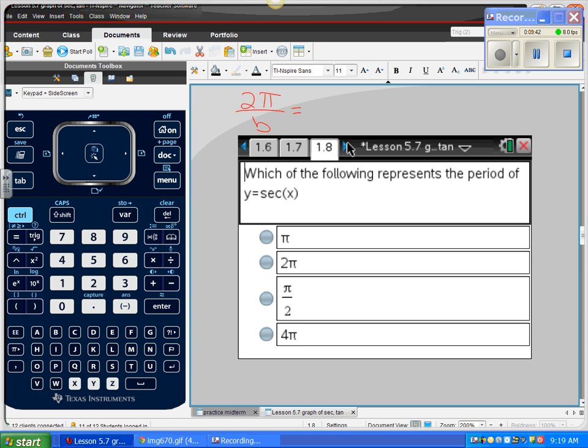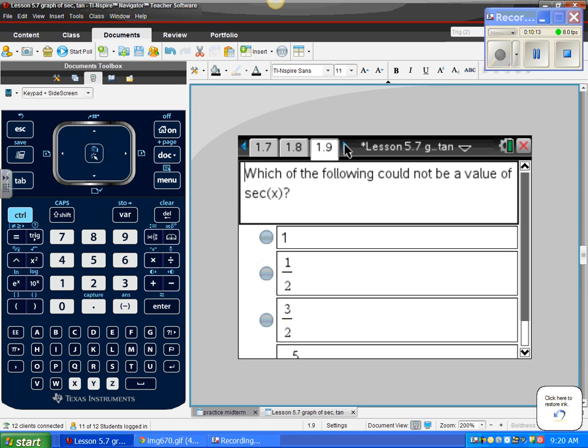Frequency. What's the frequency? 1. Frequency can be found in front of that x, right? Nothing's there, it's a 1. So what's my period? Okay, 2 pi. So again, all of those same rules apply. Amplitude, frequency, period, all of the same stuff, okay?